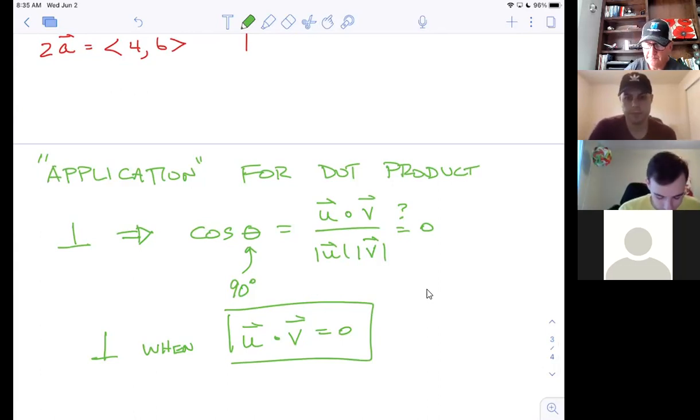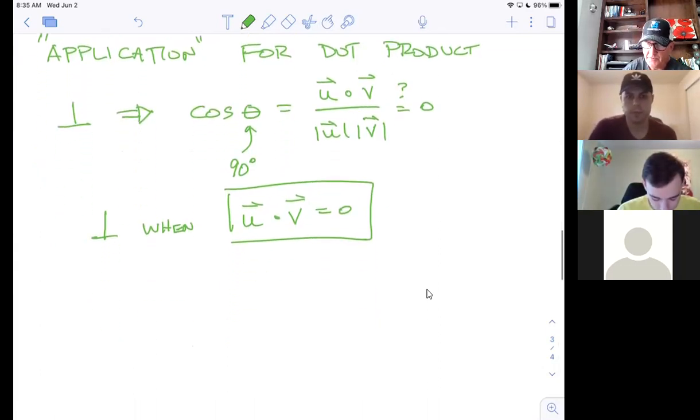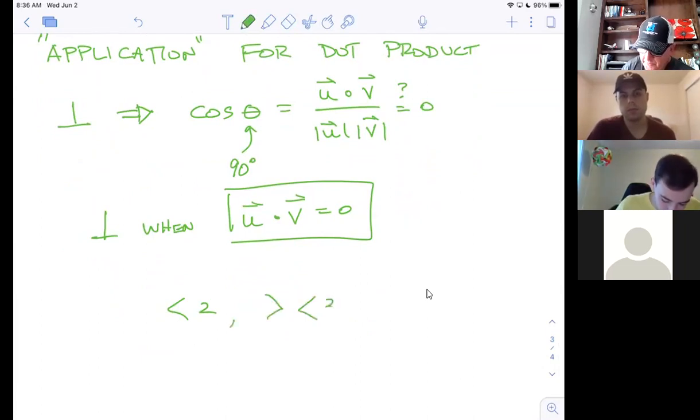So, interesting. Let me see here. I'm going to try to make one up that does this. Let's see, 2 times 2, 2 times 3 would be 6.